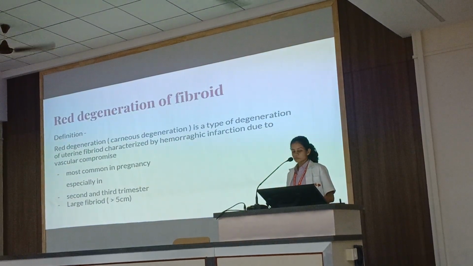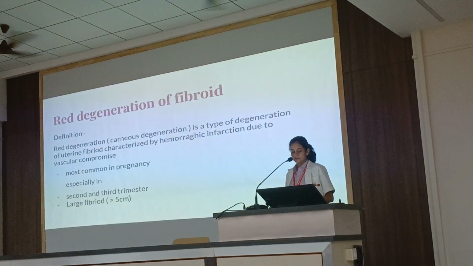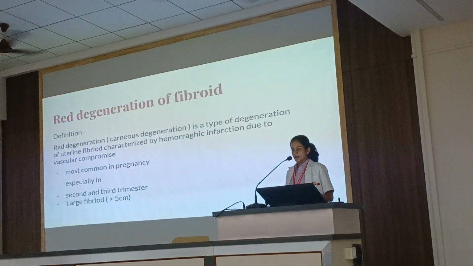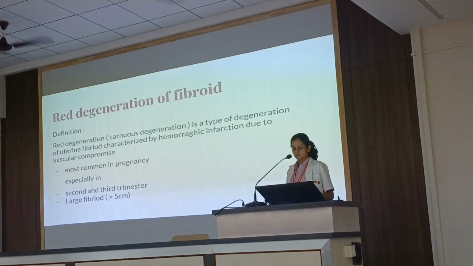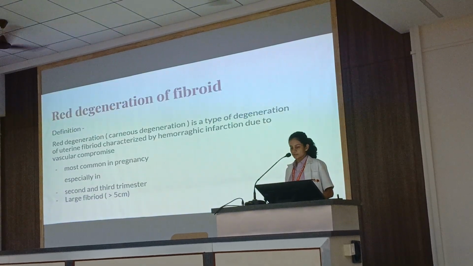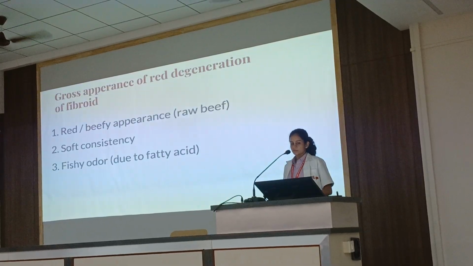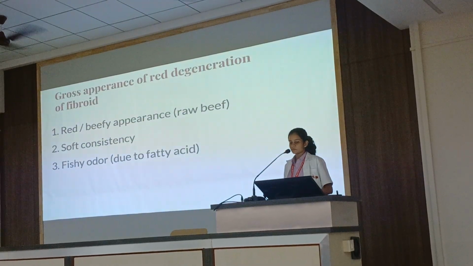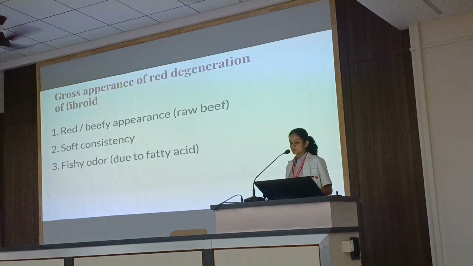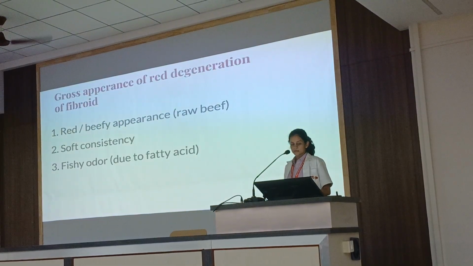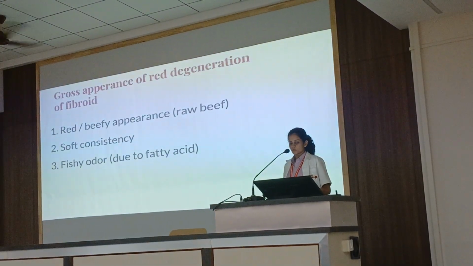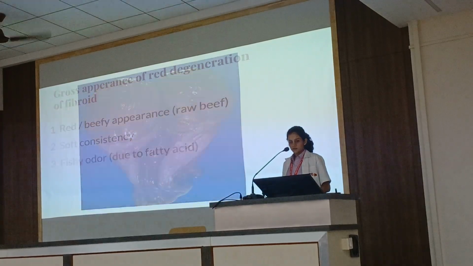It is very common in pregnancy, and it is especially seen in second and third trimester, and it is more common in large fibroids which are more than 5 cm in size. Gross appearance of the red degeneration of the fibroid shows red and beefy appearance, which is known as raw beef appearance. Then it is soft in consistency, and there is fishy odor due to fatty acid.